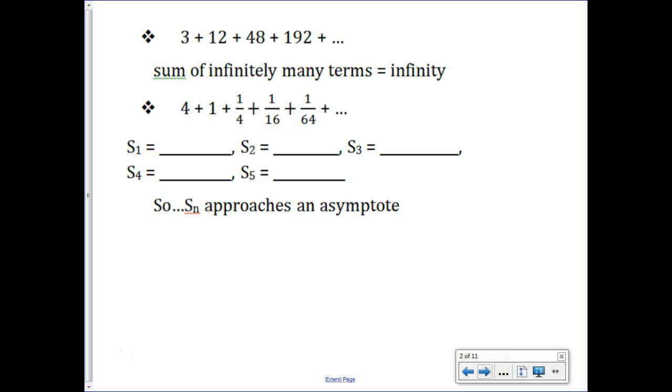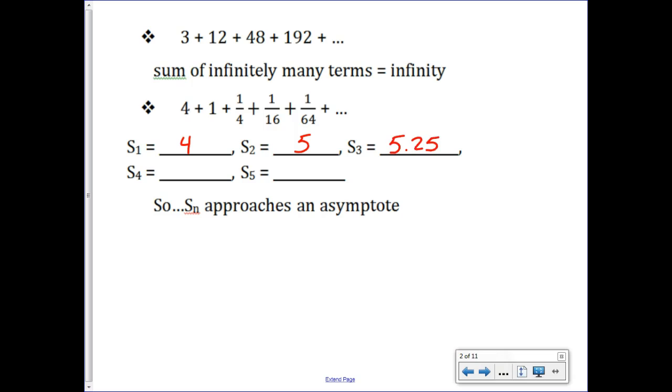But if you look at the next example, 4 plus 1 plus 1/4 plus 1/16 plus 1/64, if we add all of those, the numbers are getting smaller, so it's approaching an asymptote. It's approaching a number. So the sum of the first term in this case is just 4. The sum of the first two terms is 4 plus 1 is 5. The sum of the first three terms is 5 and 1/4 or 5.25.